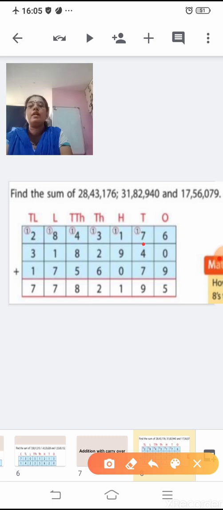Now 7 plus 1 gives you 8. You can add the numbers in any order. Okay, 7 plus 1 will give you 8. 8 plus 4 is 12 and 12 plus 7 is 19. When you get 19, the number 9 is written in the tens place and 1 is carried over in the hundreds place. Okay.